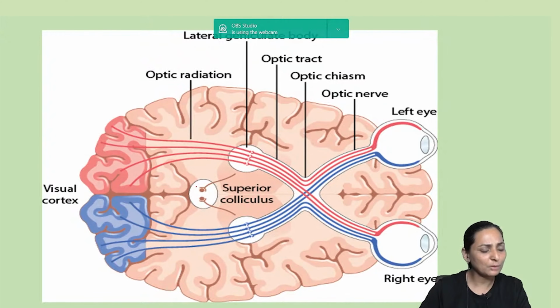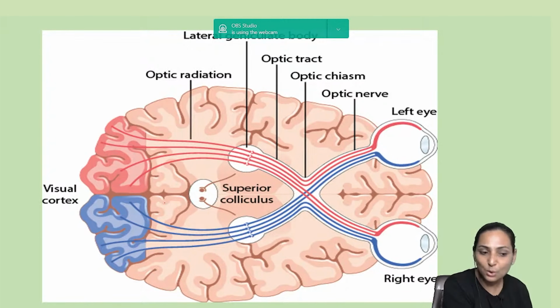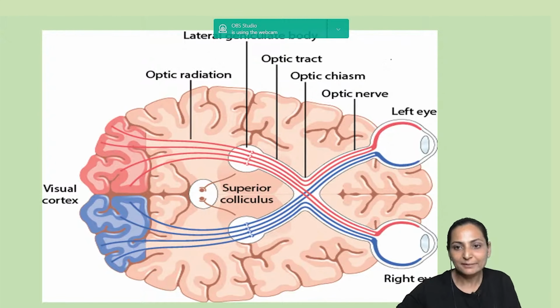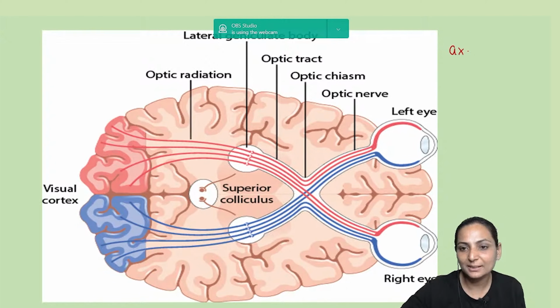Before we move on, it's very important for us to clear the optic pathway or the visual pathway. Now you know that the visual pathway, where does it begin from? The visual pathway begins from the axons of the ganglion cells, which are going to form the optic nerve.